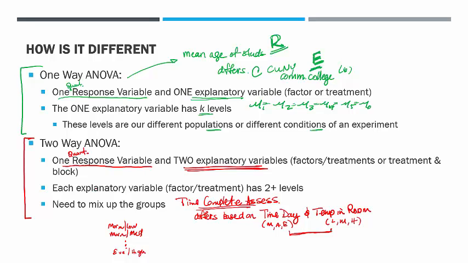Let's look at a more realistic example. But again, just to illustrate what makes this two-way ANOVA, we have one response variable here, that's time to complete the assessment, but two explanatory variables, the time of day and the temperature in the room. Okay, both at several different levels.